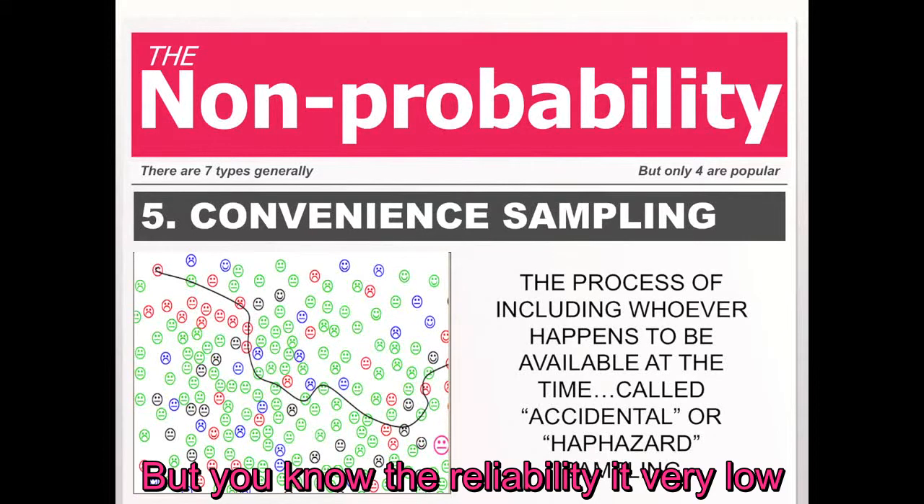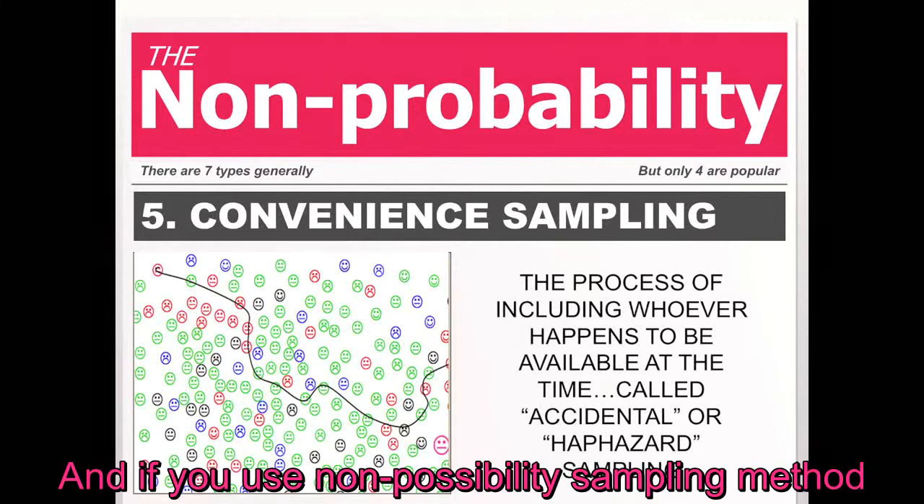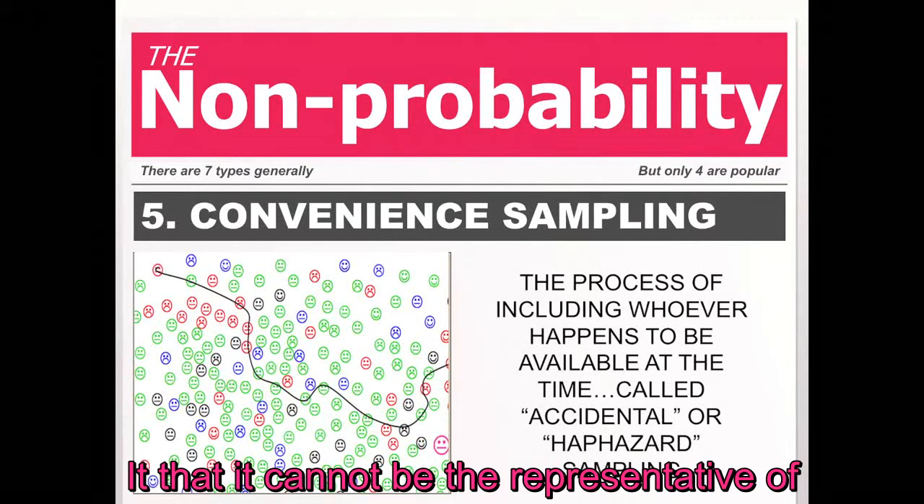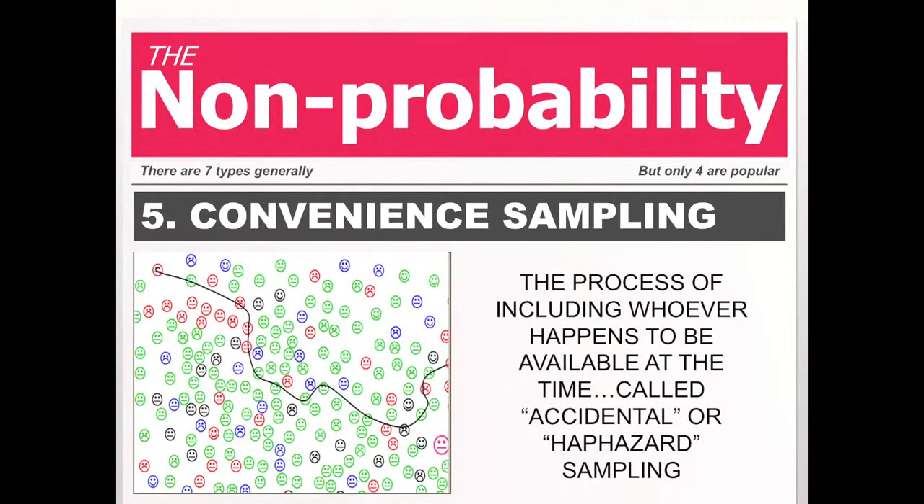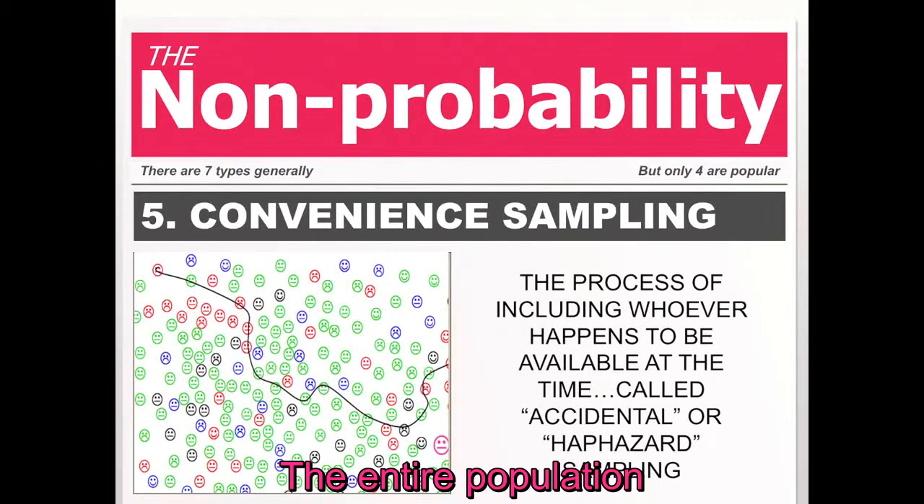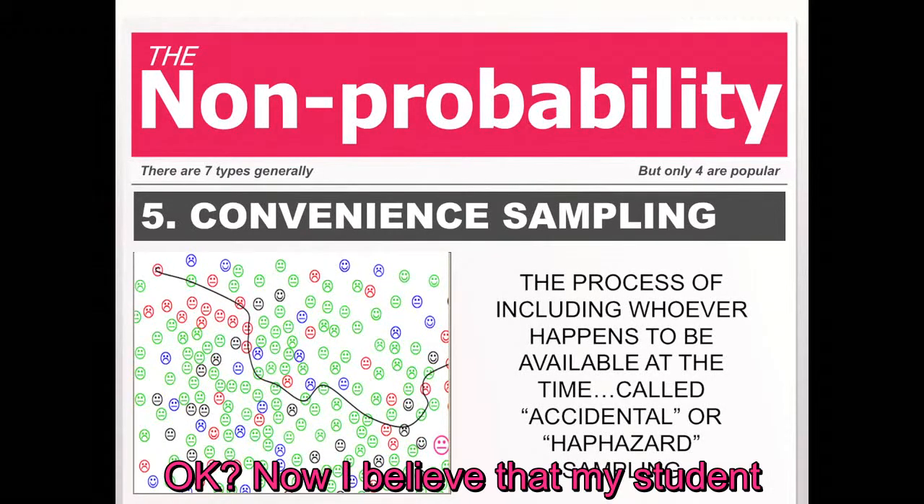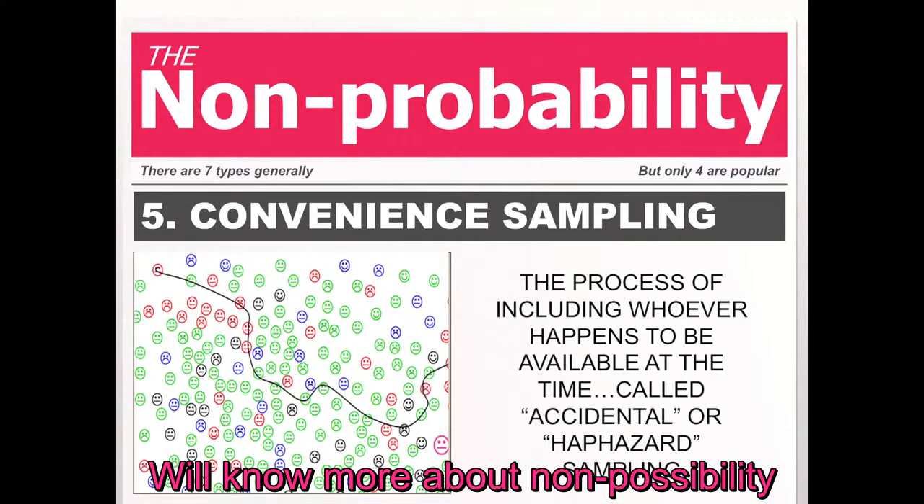But the reliability is very low, and if you use a non-probability sampling method, the first thing you should be concerned about is that it cannot be representative of the population. However, for some kinds of research, it will fit. Okay, now I believe my students will know more about non-probability sampling.